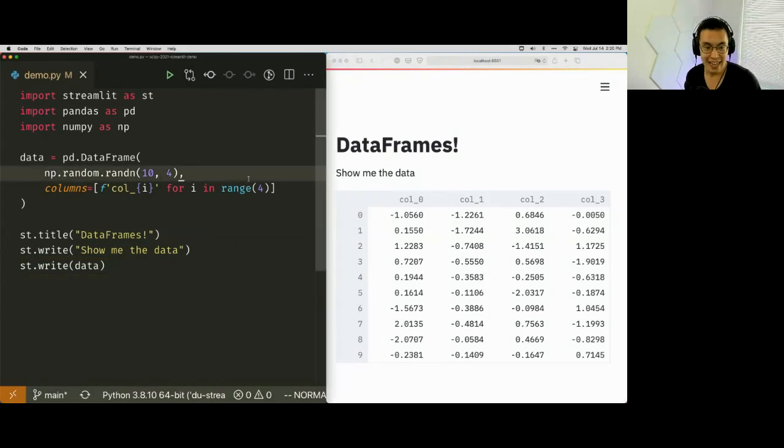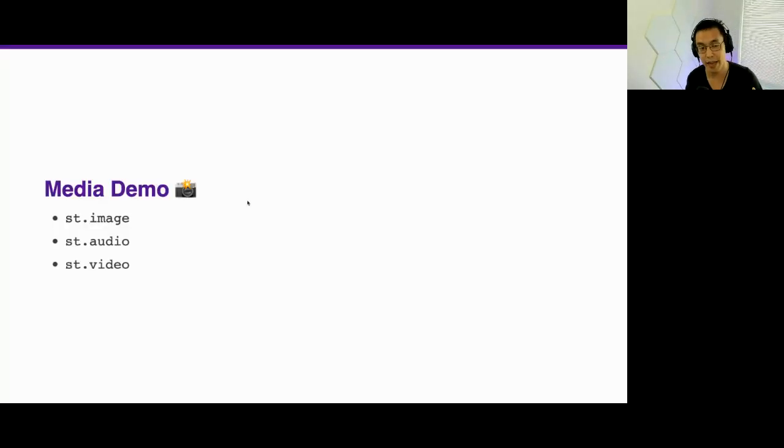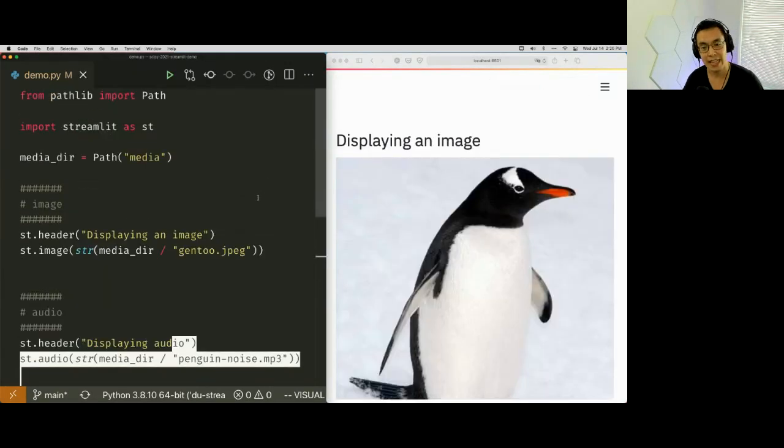So that's text. Next thing you want to display would be media. For media, Streamlit supports the standard media formats. There's images, audio, video, and the API is quite simple. I'm going to showcase some of this with you all. Here you can see that.